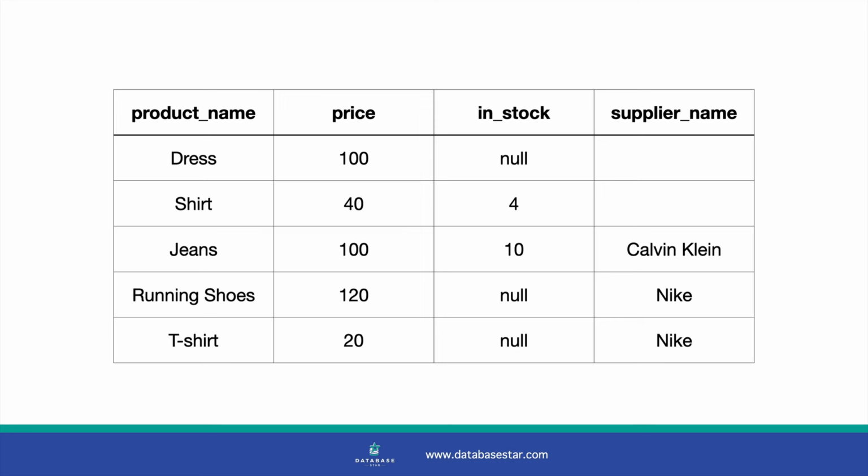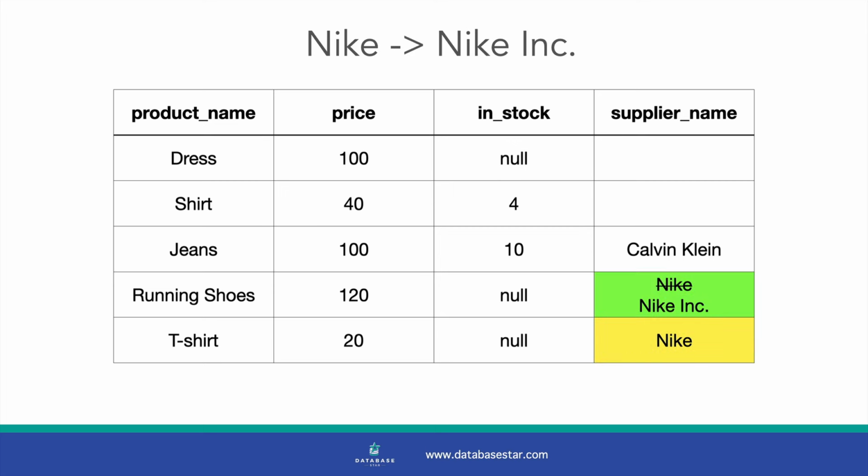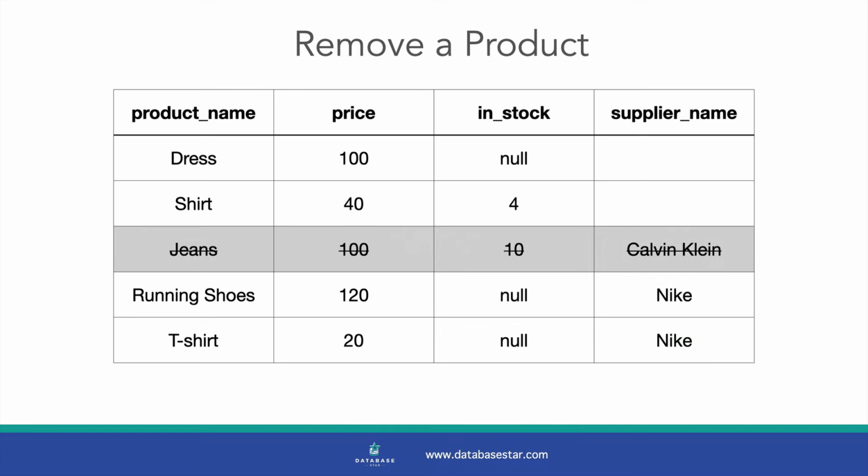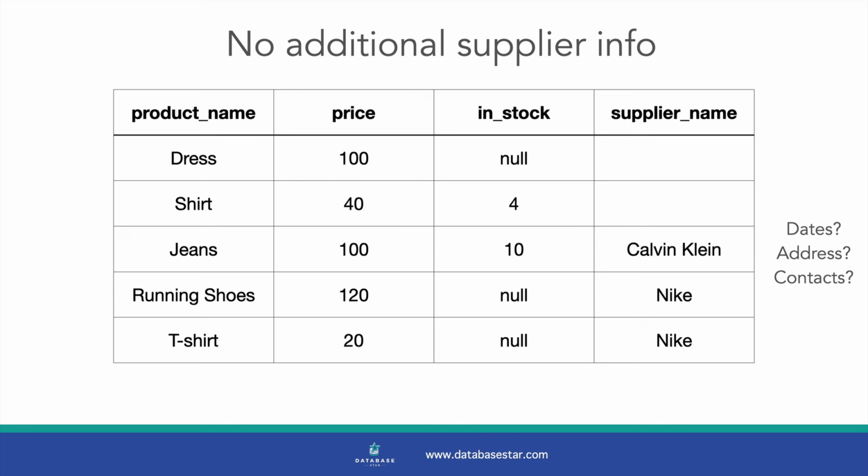However, this has some issues. We could have many products with the same supplier. If the supplier changes names, we'll have to update it for many products. There's a risk that we'll miss one and the product will be with the old supplier. If we remove a product, we will also remove any record of that supplier. We also can't capture any other information about that supplier.